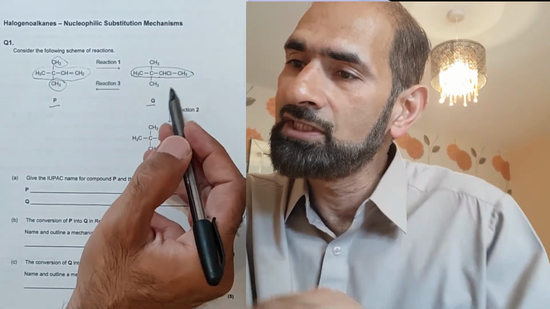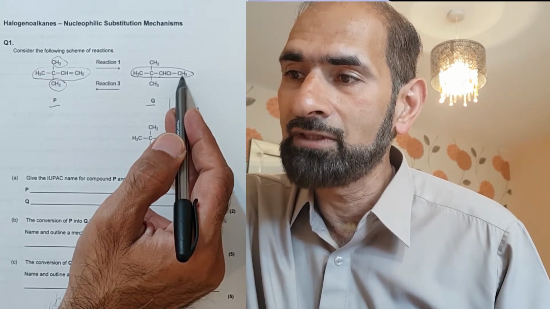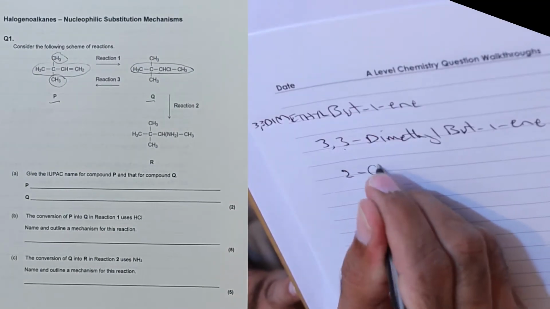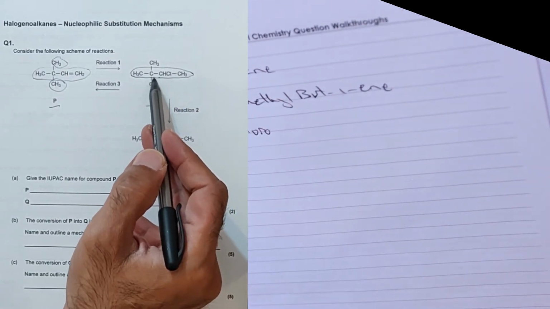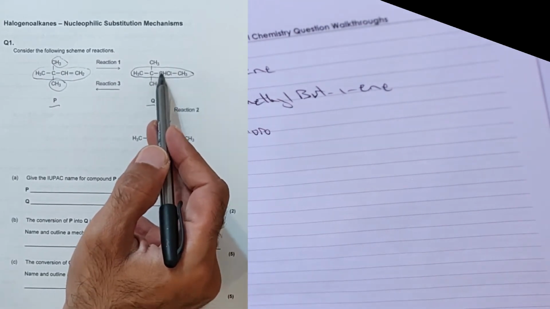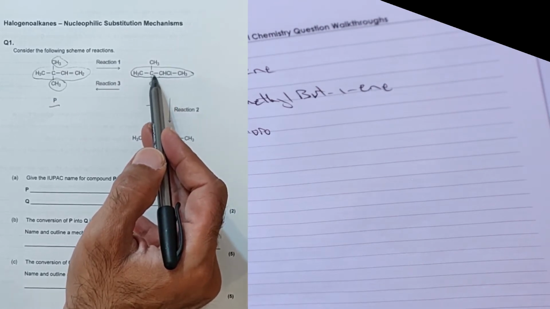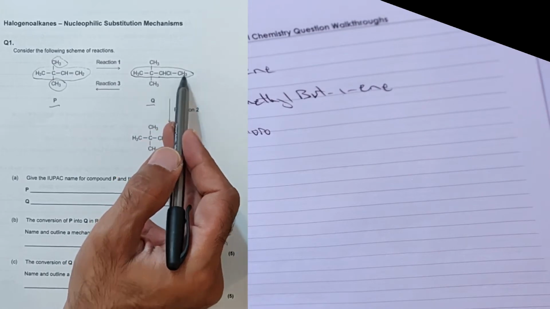So there's my longest chain. So I'm going to give it the smallest number. I'm going to have to start counting from this side. 1, 2. So it's 2 chloro. 2 chloro. And then continue from this side as well, because I've started counting from this side to give me the smallest number here. And then it's 2 chloro, then it's 3. So this is the third carbon, 1, 2, 3.